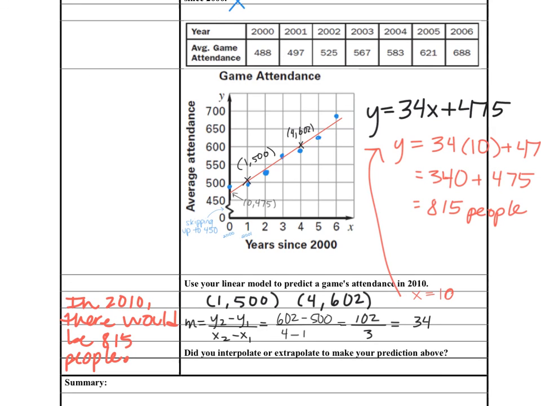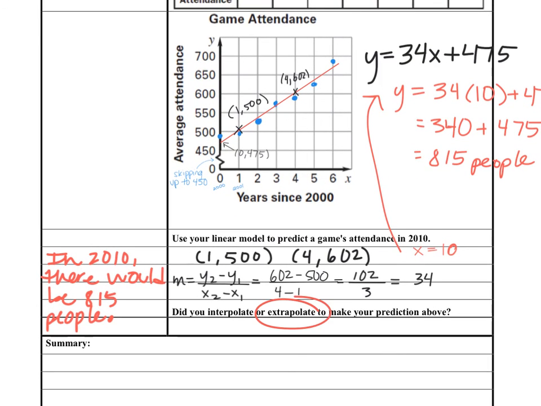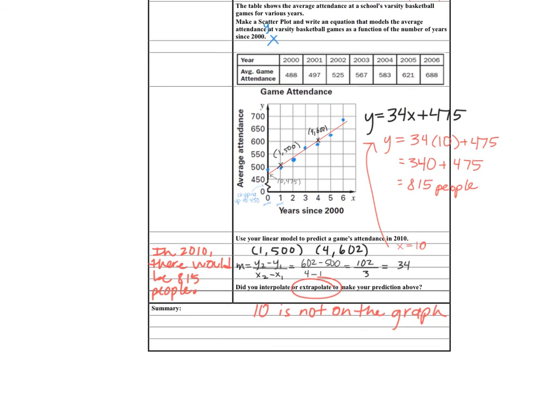Okay, can someone please tell me which one it is and why? Colby, which one is it? Yes. It is extrapolate because 10 is not on the graph. Not only that, is it in the table? No. So I'm just going to clarify this. The table goes from 0 to 6, right? 10 is outside of that.